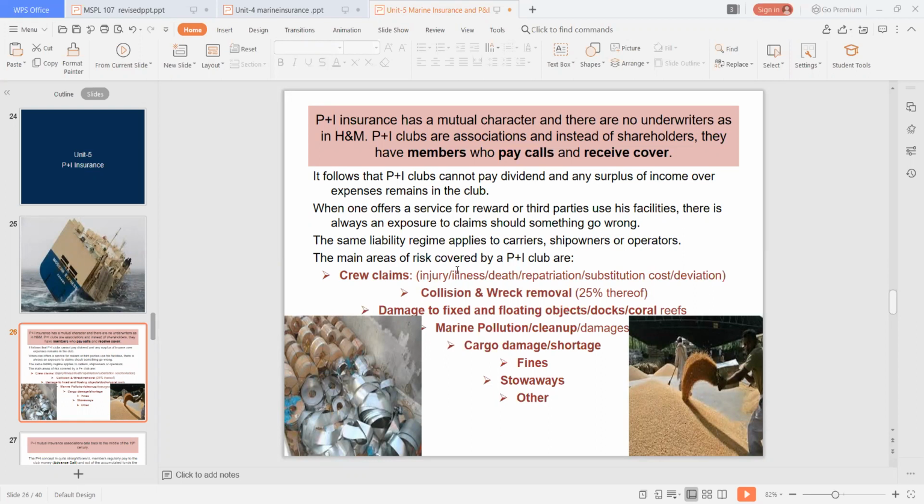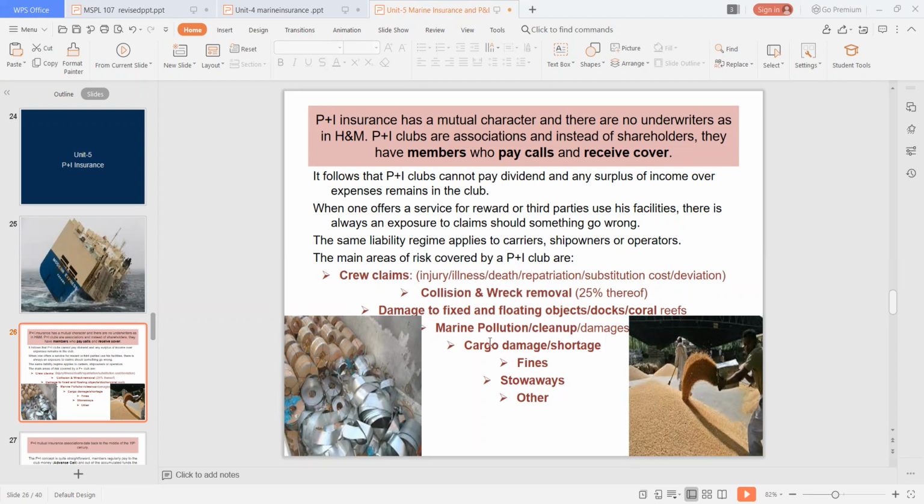The same liability regime applies to carriers, ship owners, or operators. The main areas of risk covered by P&I clubs are crew claims, collision and wreck removal, crew claims such as injury, illness, death, repatriation, substitution cost, deviation. These are the possibilities of crew claims. Collision and wreck removal, 25% thereof. Damage to fixed and floating objects, docks, coral reefs. Yes, coral reefs, a very important thing. Marine pollution, cleanup damages, cargo damage, shortage, fines, stowaways, others.